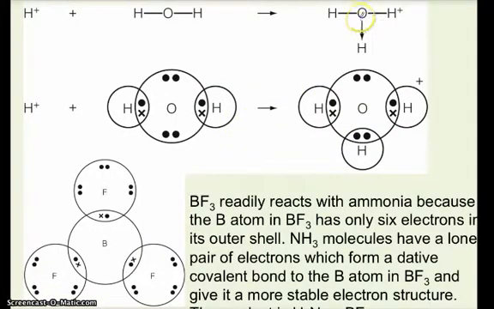So here we've got a dative covalent bond being formed with the hydrogen ion. Here you see it with the dot and crosses. We've got two electrons, the electron pair, the lone pair from the oxygen going with the hydrogen. And here we've got boron trifluoride, which readily reacts with ammonia because the boron atom in BF3 has only 6 electrons in its outer shell.